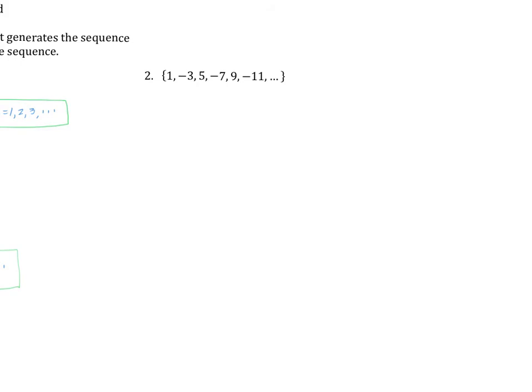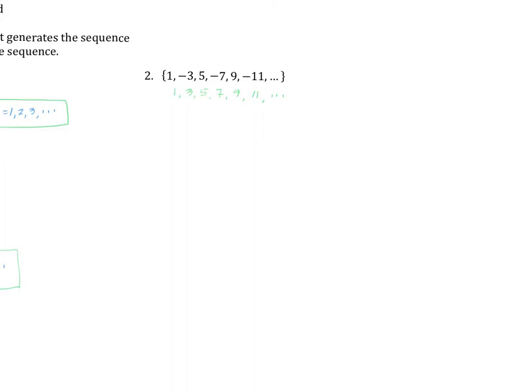Part 2, this is an alternating sequence. When I work with alternating sequences, what I do is I ignore the plus minus, and I just look at the sequence. In this case, it would be 1, 3, 5, 7, 9, 11, and so on. I just look at the sequence itself, and then I see if I can get some sort of pattern going.